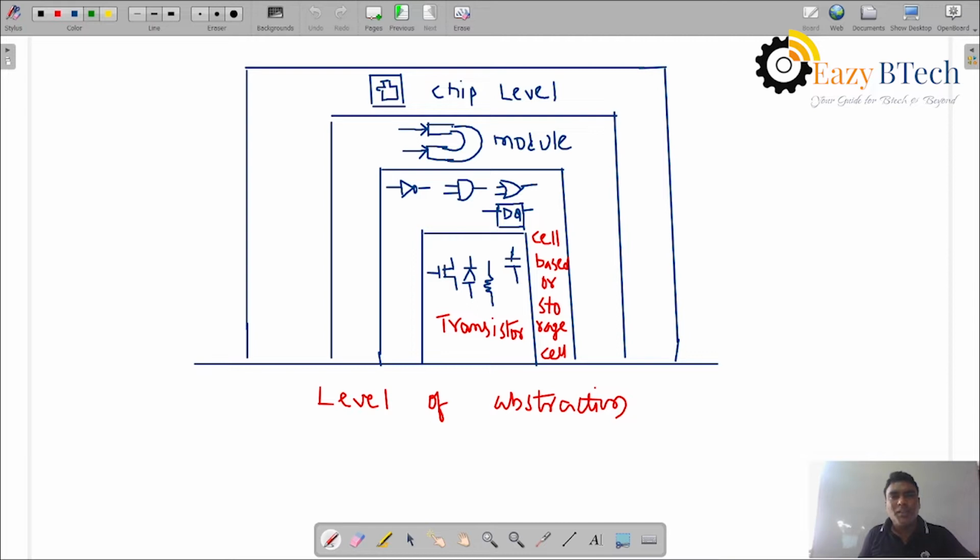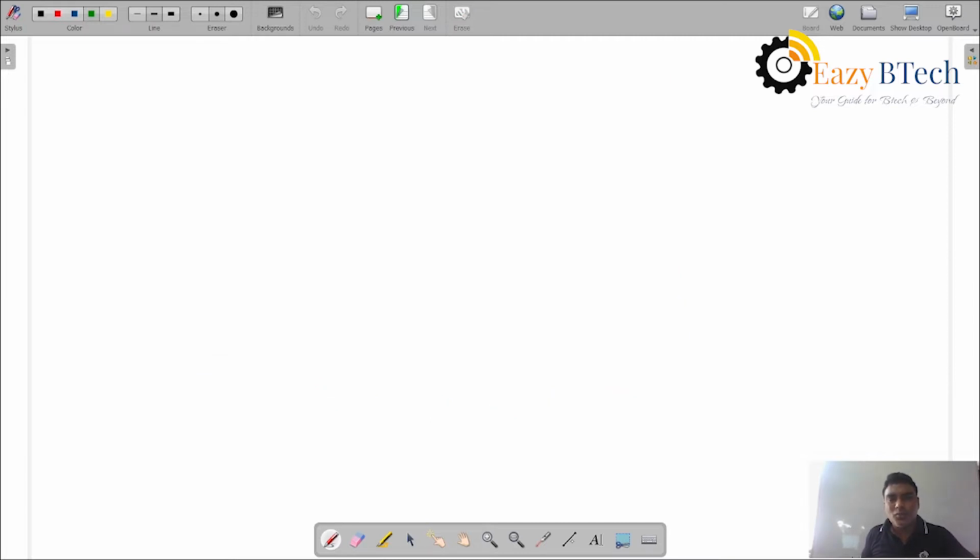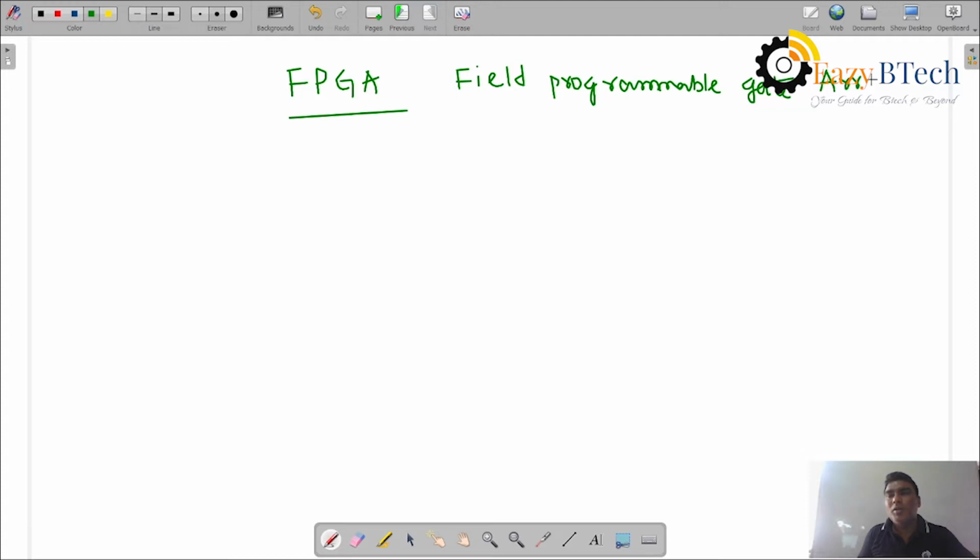Now let us see the FPGAs. So what is an FPGA? FPGA is a field programmable gate array. It is a complex design.